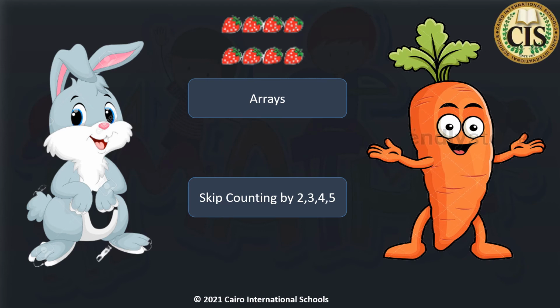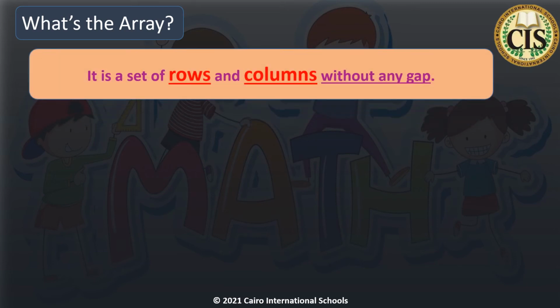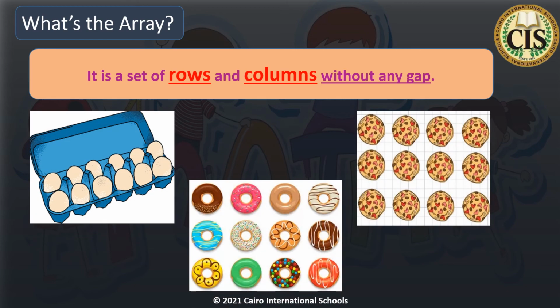Finally, we reached the last topic in chapter 8, which is about arrays and skip counting by 2, 3, 4, and 5. What is an array? It is a set of rows and columns without any gaps. Like the following pictures, eggs are arranged in rows and columns and there are no gaps in between. So this is an array.